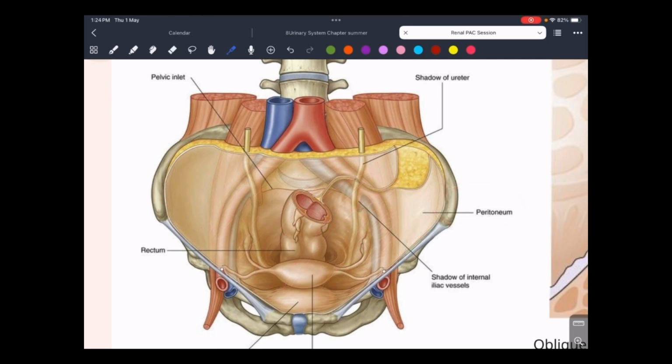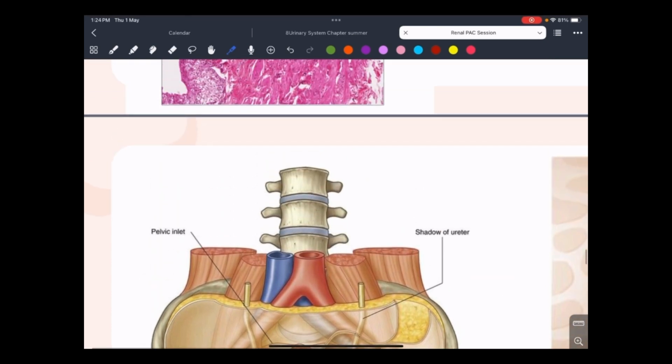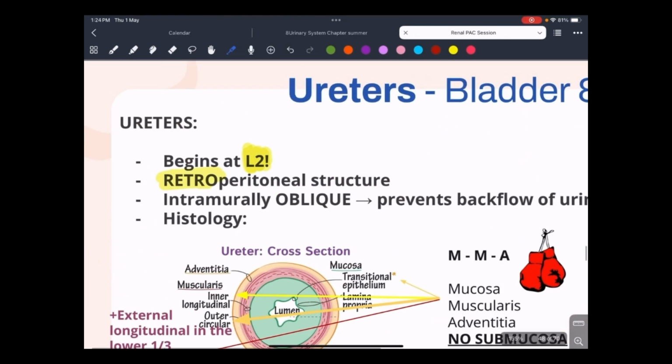And when I say the ureter, which are these tubes, look at them. These are the ureters right here. A retroperitoneal structure, as you can see, they are behind this transparent sheet of peritoneum. So that's what I mean by a retroperitoneal structure. You can imagine someone standing in front of a wall and putting saran wrap on them. The ureters are behind this peritoneum. That's why it's called a retroperitoneal structure.